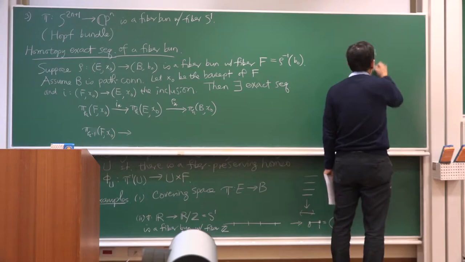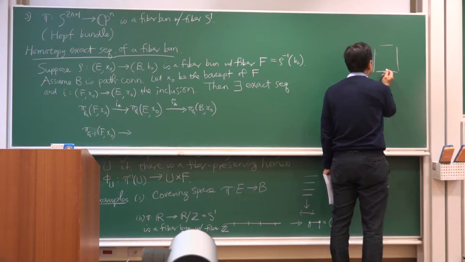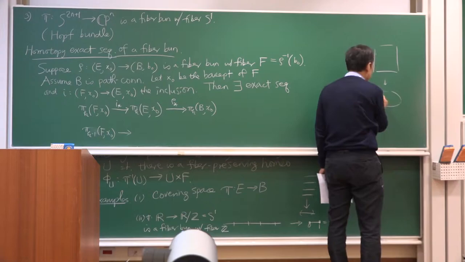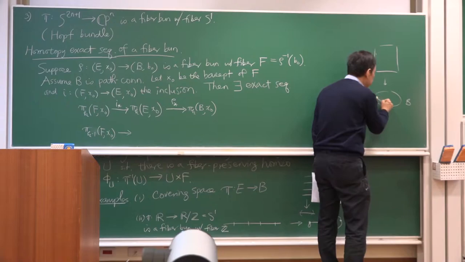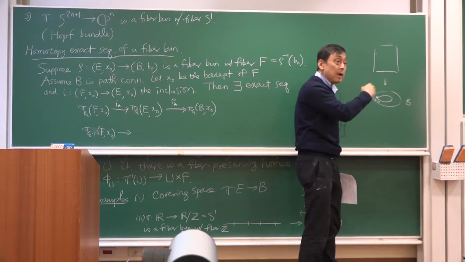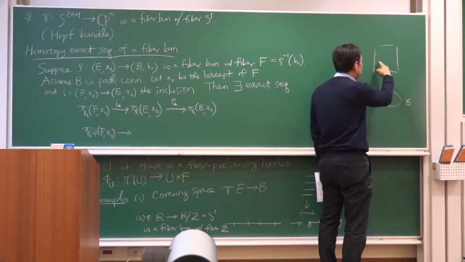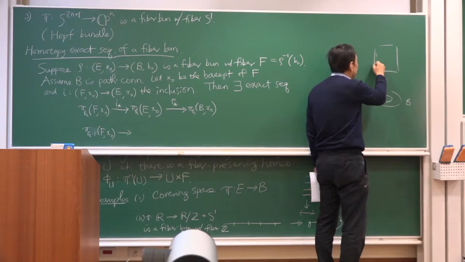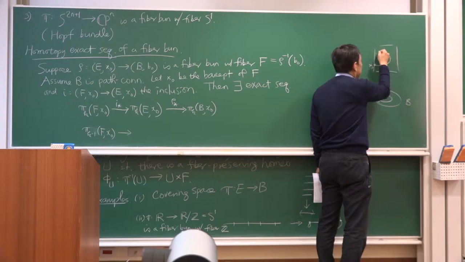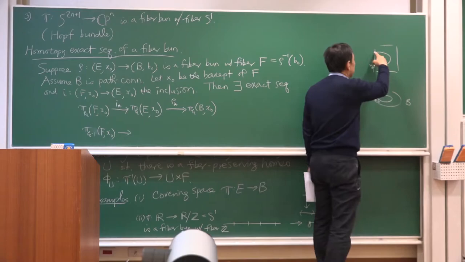Yeah, so if you have a fiber bundle over some base space, if you have a loop here, it gives you an element of pi 1 of B. Now, a fiber bundle has the property that you can lift the loop. So you lift it upstairs, but when you lift it, it may not come back to the same point. So it goes to some other point, okay?